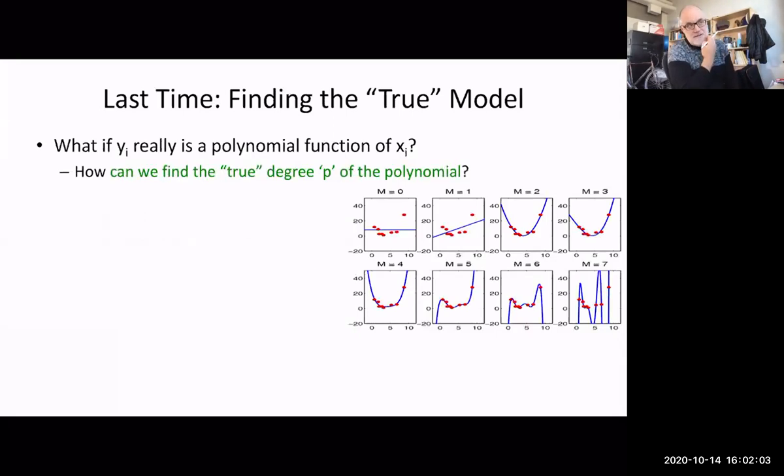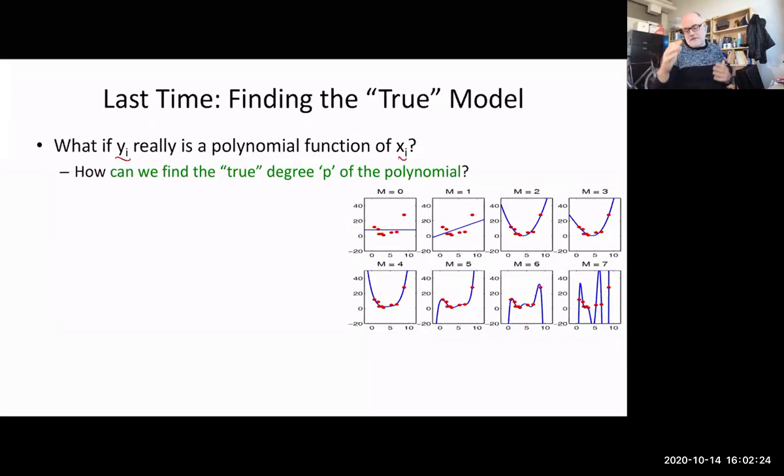Today we're going to talk about feature selection. Last time we talked about trying to find the true model when we were talking about polynomial regression. So what if the output yi really is a polynomial function of the input xi? Is it reasonable to even think about trying to find the true degree of the polynomial relationship?